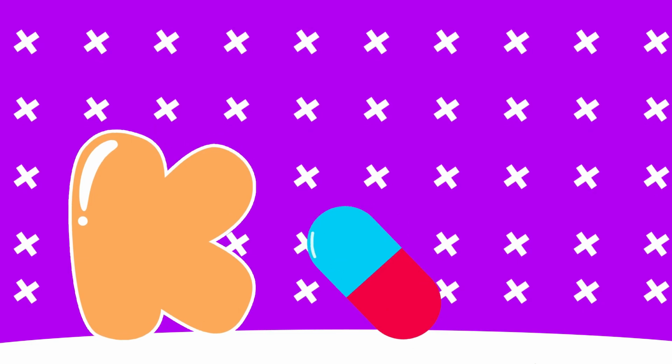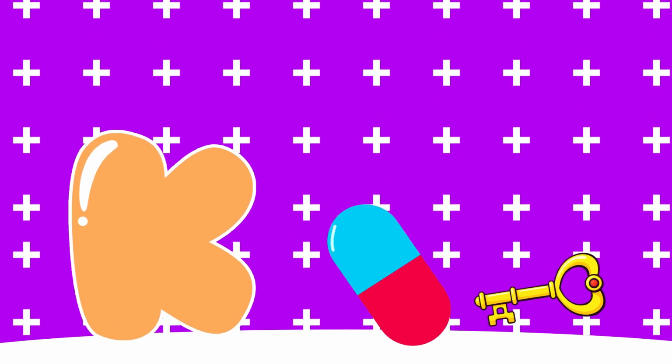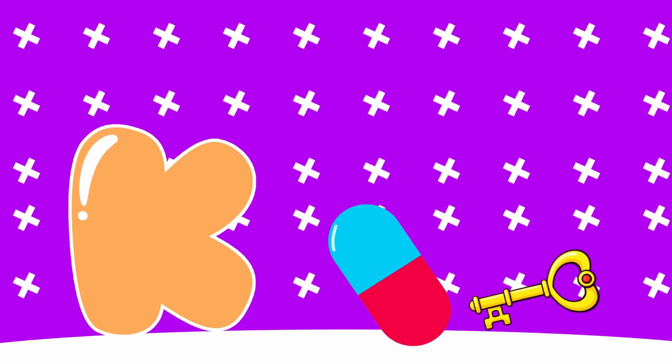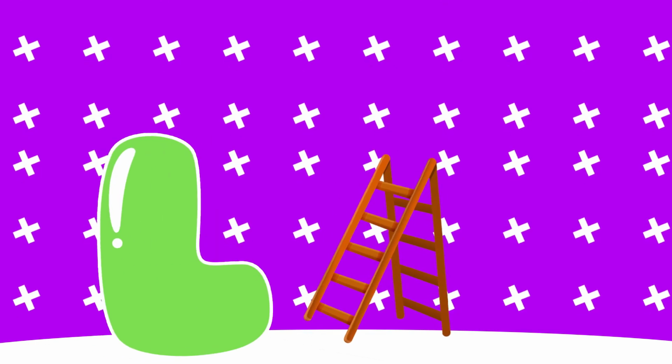K is for key. K is for kettle. K is for key. L is for ladder.